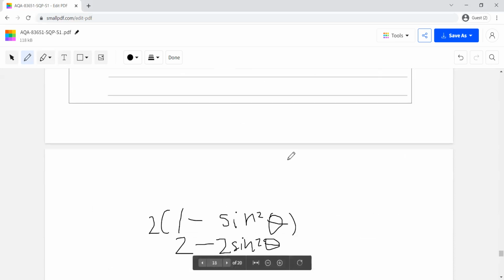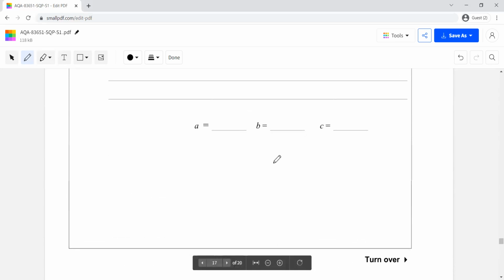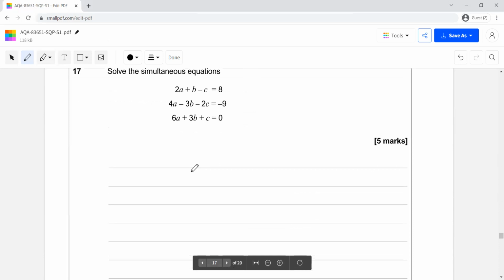It's the end. Going back, just checking everything. I still have to do question 17. Okay, trying to see which one makes it easier to eliminate. I'm going to do it this way.